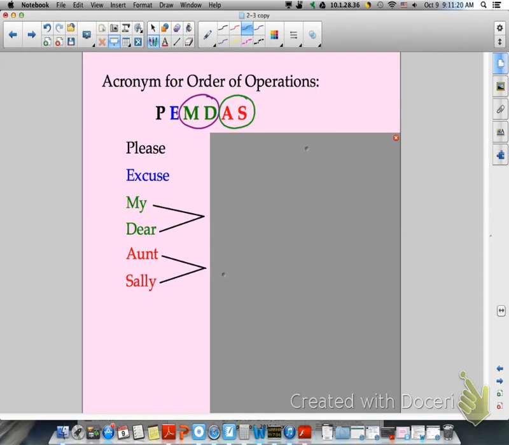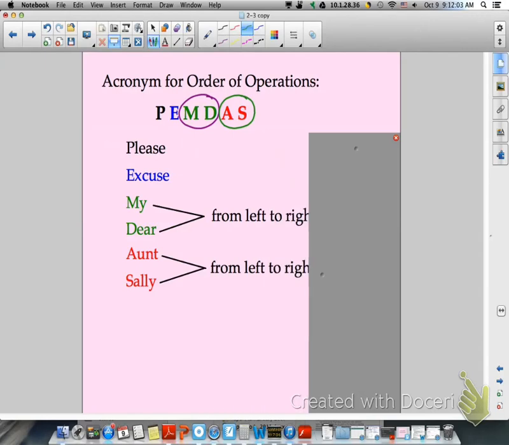Now, part of your homework tonight is to come up with a funny sentence for PEMDAS. You don't have to use please excuse my dear Aunt Sally. You can have your own. And we'll probably vote on it tomorrow and see which one's the funniest. But each one of you must come up with your own funny sentence for PEMDAS. Can you do that? Okay? If you already have one, make up a new one. I have two. Make up a different one. Now you have three. All right.